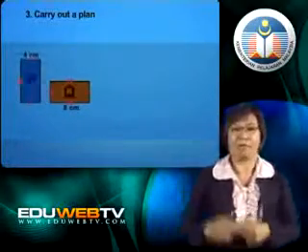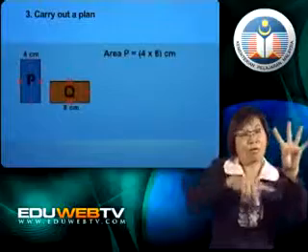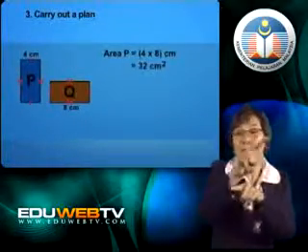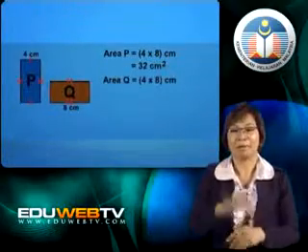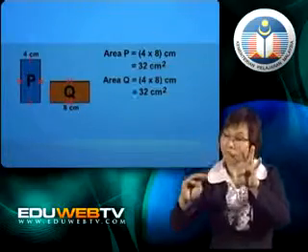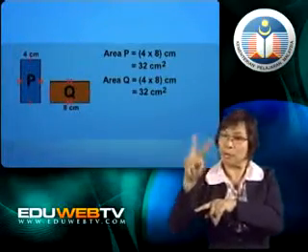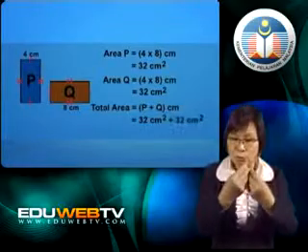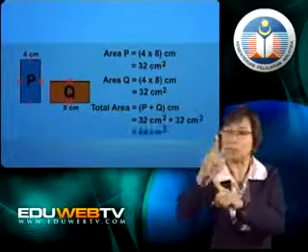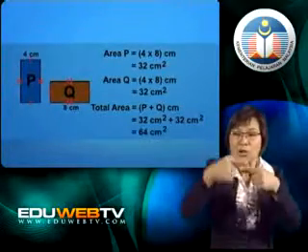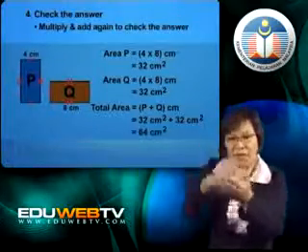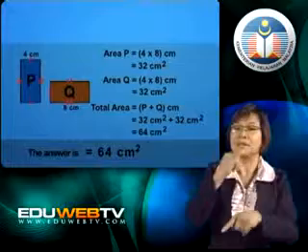Carry out a plan. Area P is 4 centimeters multiplied by 8 centimeters, and this is equal to 32 centimeters square. Area Q is 4 centimeters multiplied by 8 centimeters equal to 32 centimeters square. The total is 32 centimeters square plus 32 centimeters square equals 64 centimeters square. Check the answer. Multiply and add again to check the answer. The answer is 64 centimeters square.